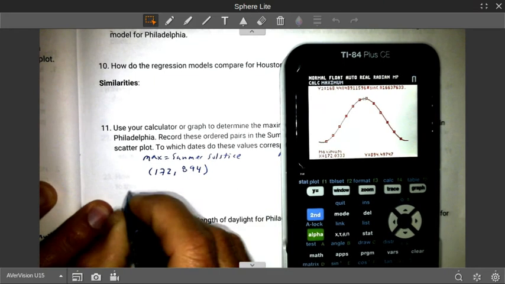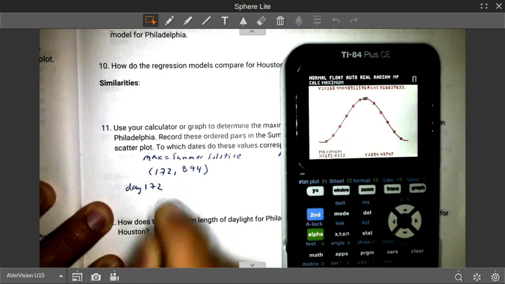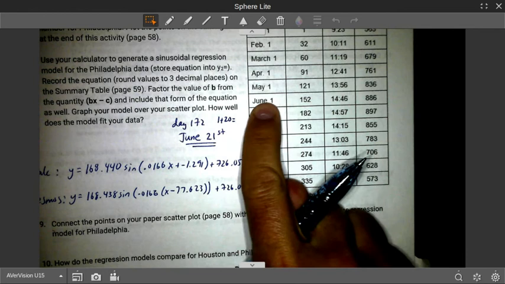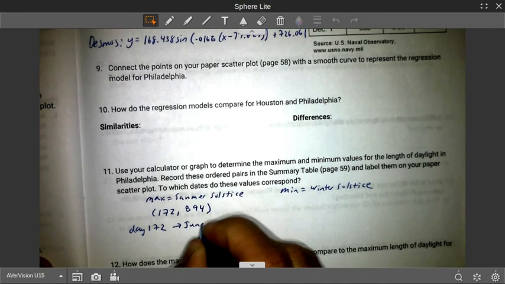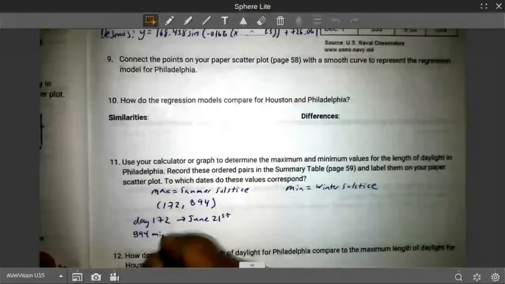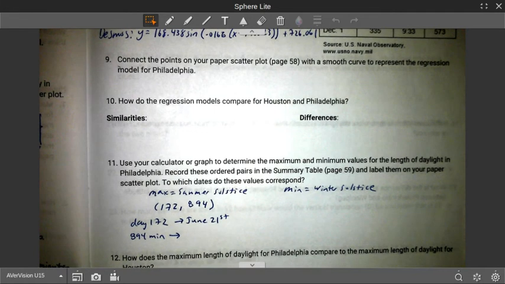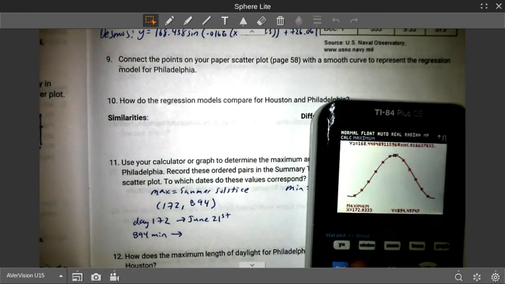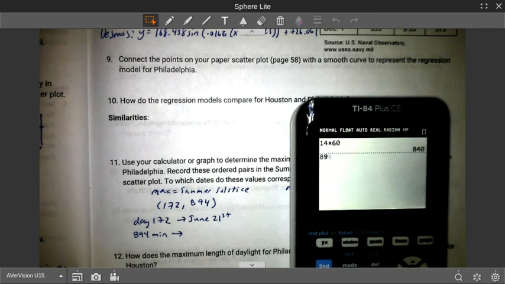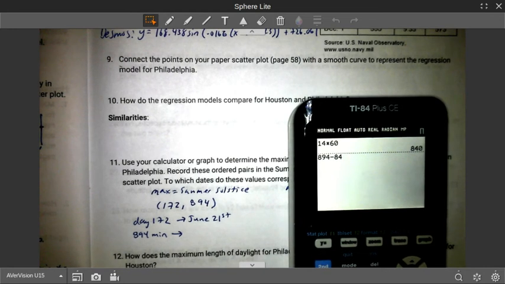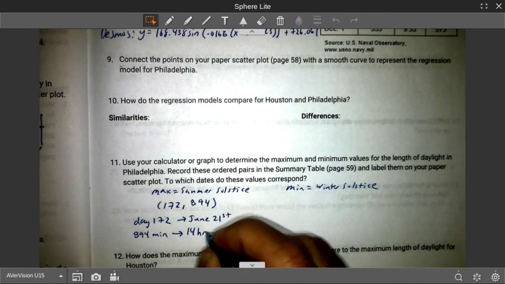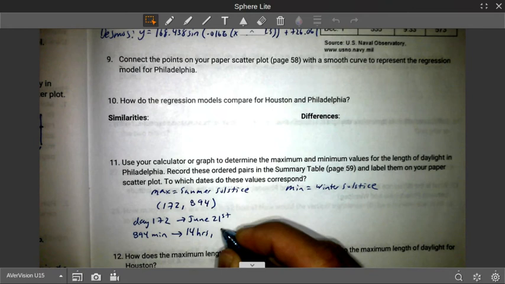172, 894. And again, that's day 172, which we can use this chart here to figure out is 20 days after June 1st. So that means it is June 21st and 894 minutes, which seems like it would be about 14 hours. Let's see, 14 hours times 60 minutes is 840. 894 minus 840 gives us 54 minutes. So it's about 14 hours and 54 minutes.